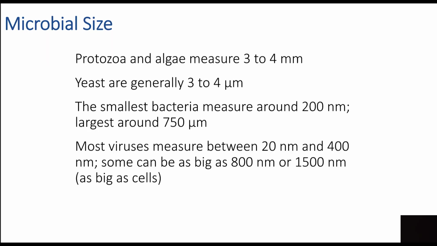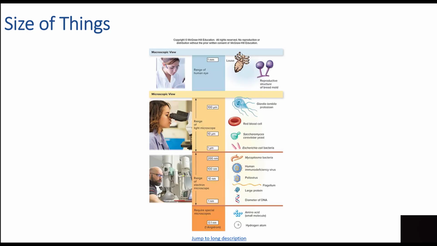So various sizes that we need to be concerned about are usually in the millimeters or in the micrometers. Protozoa and algae are pretty large as far as micro is concerned. The smallest bacteria measure around 200 nanometers, which is pretty small, and the largest around 750 micrometers. Most viruses measure between 20 and 400 nanometers, and some can be as big as 800 or 1500, but we still have to use a scope other than a light microscope to be able to see those. So that's kind of what we're dealing with here.